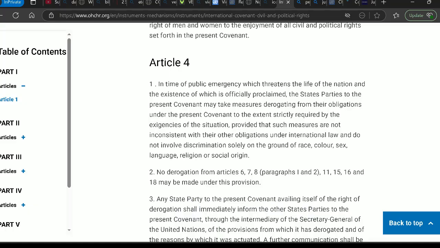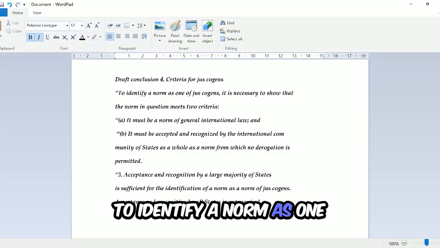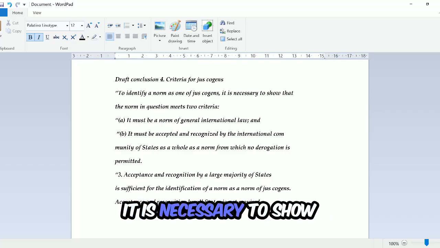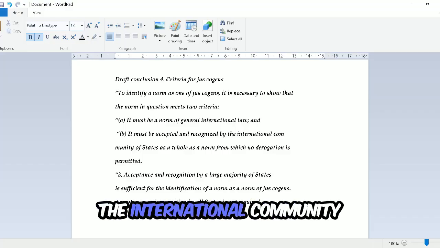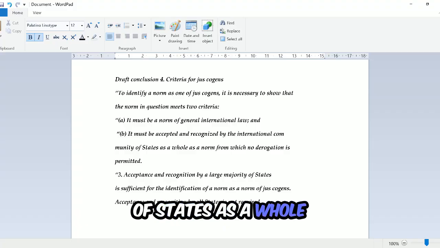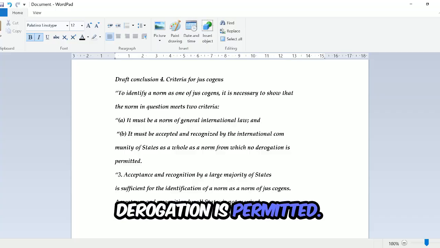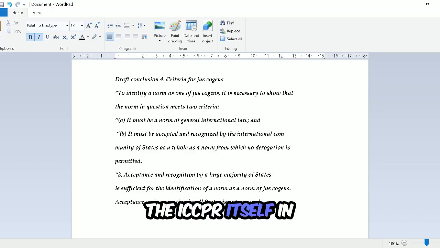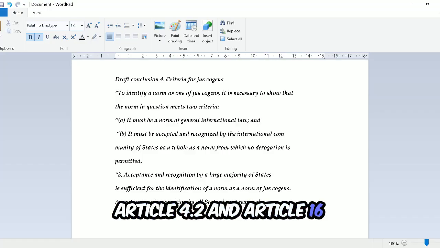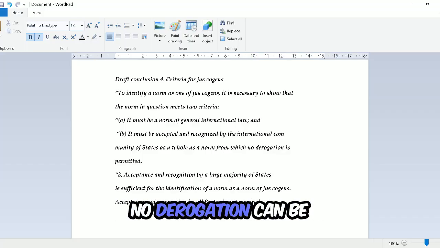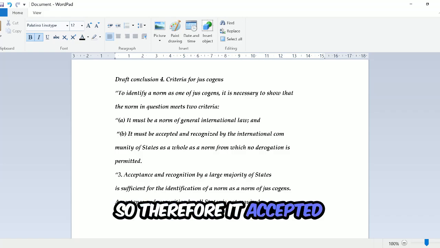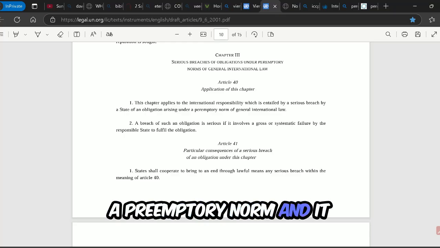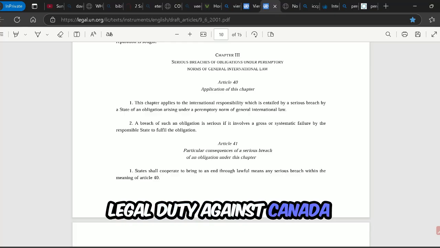Never, ever, ever. To identify a norm as one of peremptory status, it is necessary to show that the norm in question meets two criteria. It must be a norm of general international law. It must be accepted and recognized by the international community of states as a whole, as a norm from which no derogation is permitted. Well, we just saw, right, in the ICCPR itself, in Article 4.2 and Article 16, that this is a right where no derogation can be applied. And Canada signed upon it and ratified its obligation. So therefore, it accepted its duty. And it's a peremptory norm. And it produces an automatic legal duty against Canada not to breach it.